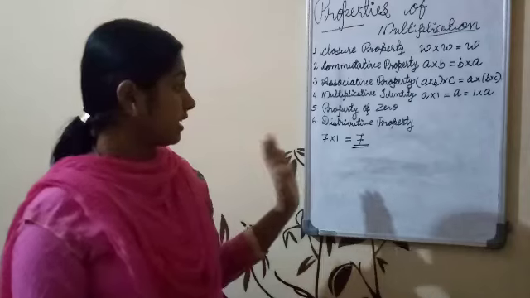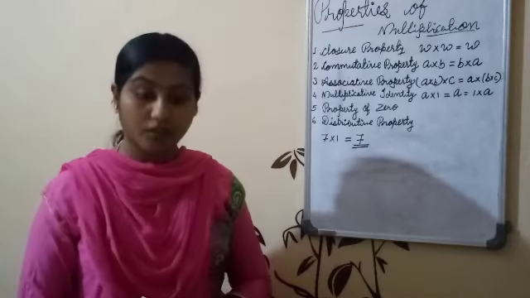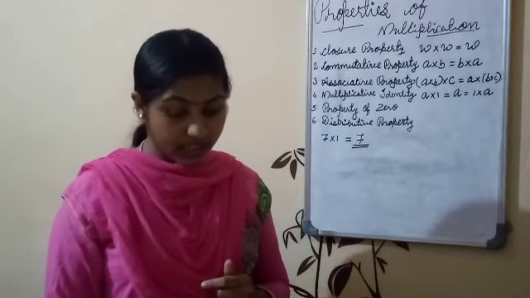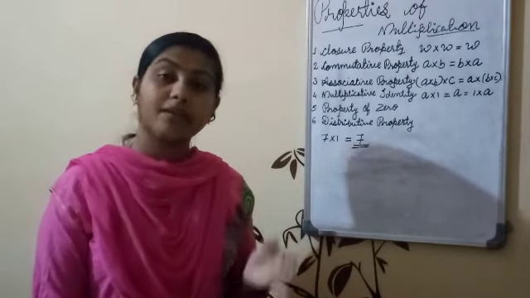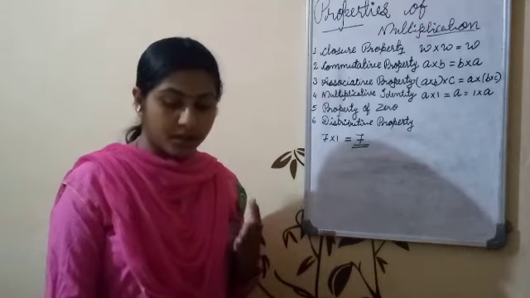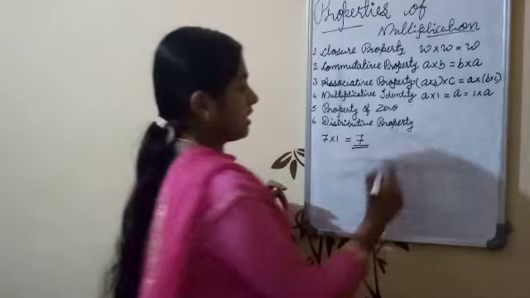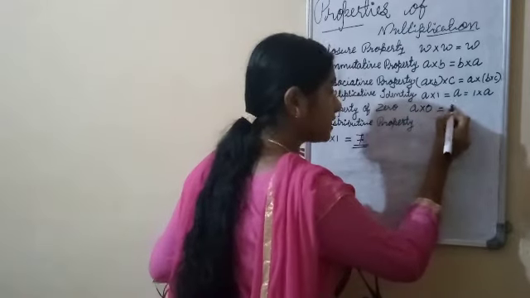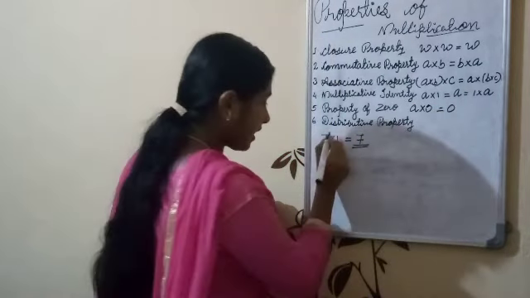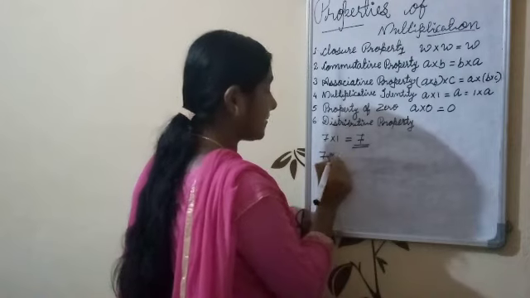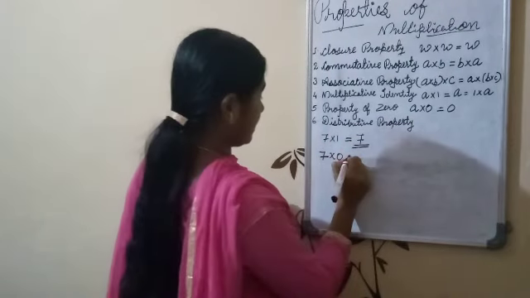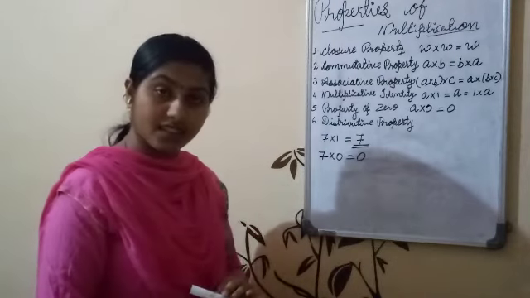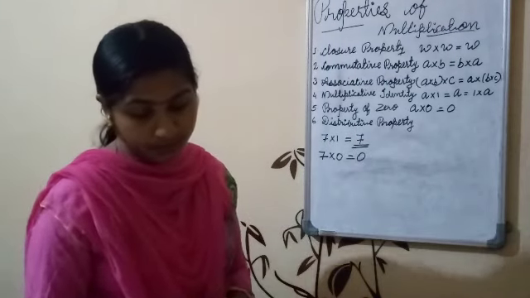Okay, then next property of 0. When any whole number is multiplied by 0, the product is 0. That means a into 0, the product is 0. Okay, consider 7 into 0, that's equal to 0.